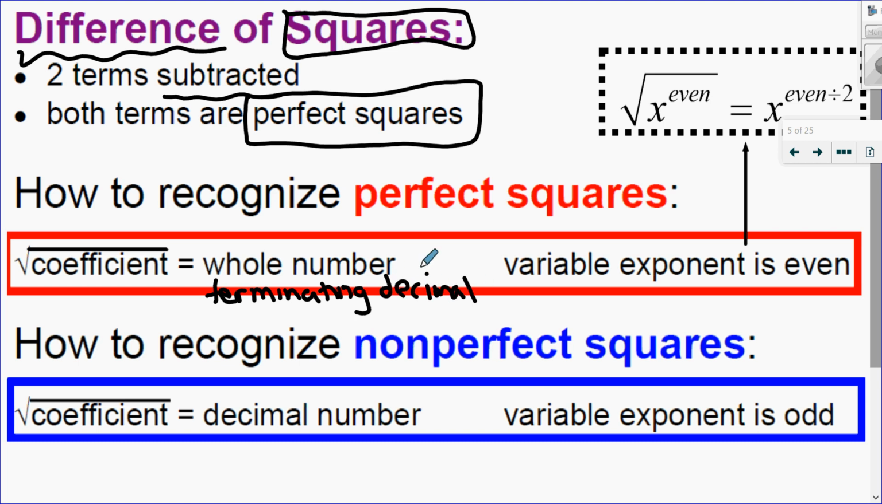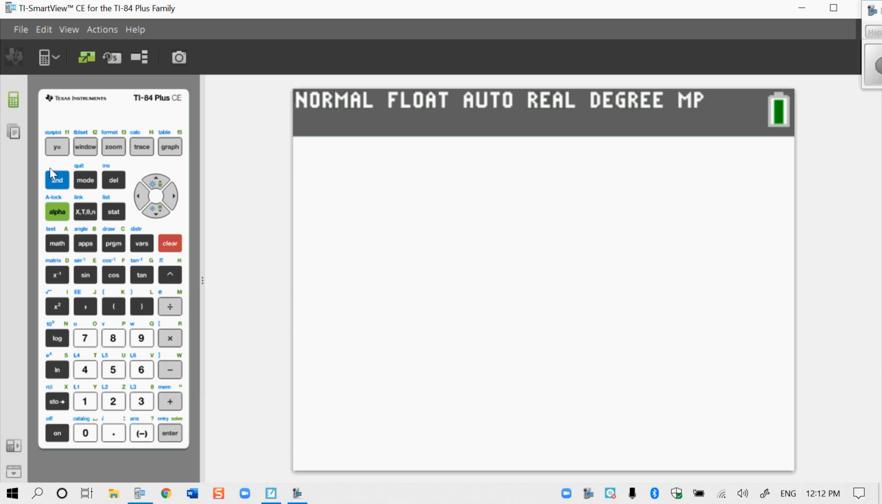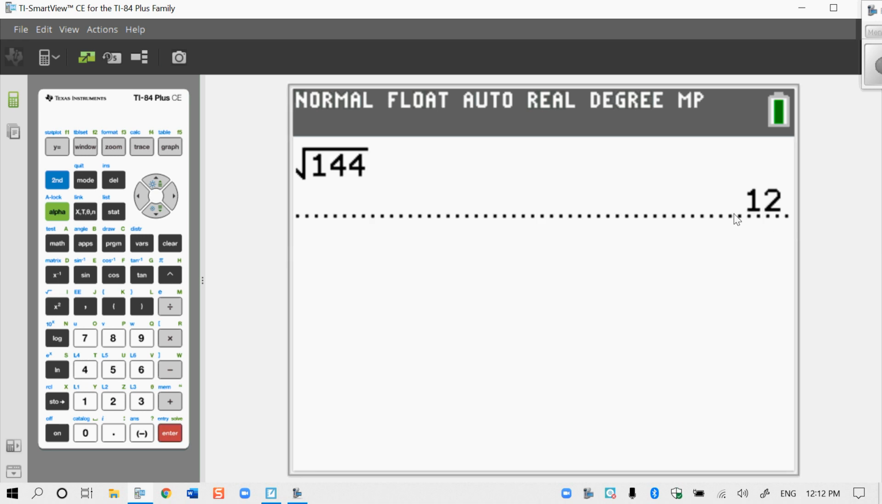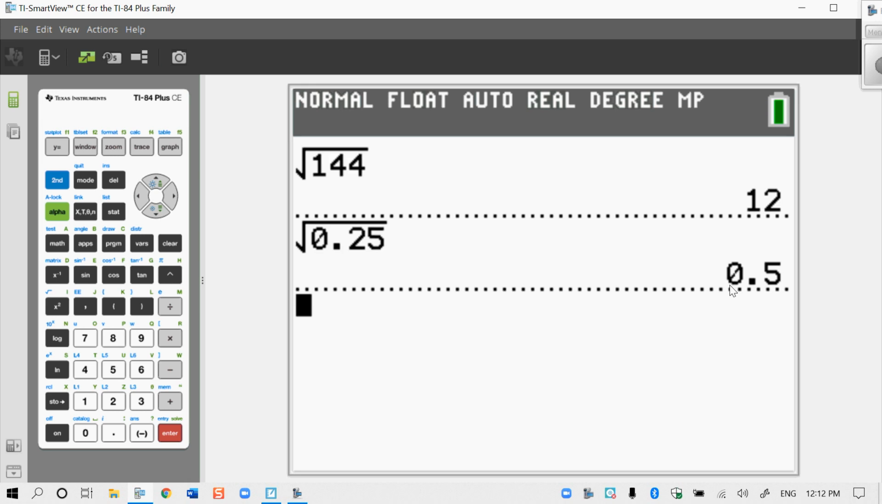Okay, so let's look at things that are perfect squares. Okay, so if I, for example, take the square root of 144. See how I get a nice whole number? That tells me that 144 is a perfect square. It also works for decimals. Let's say I take the square root of 0.25 and see how I get just 0.5. That tells me that 0.25, that's a perfect square.